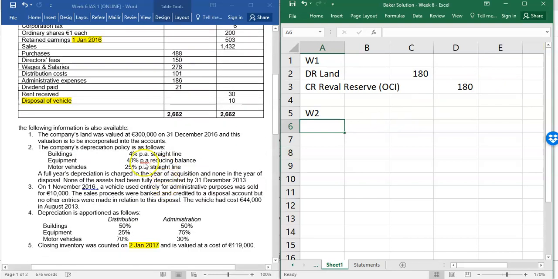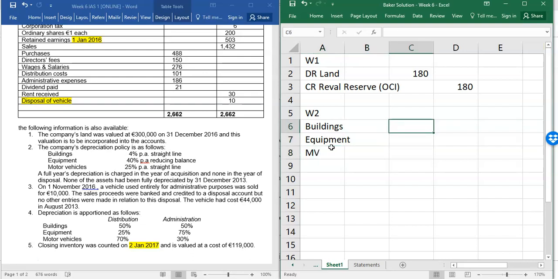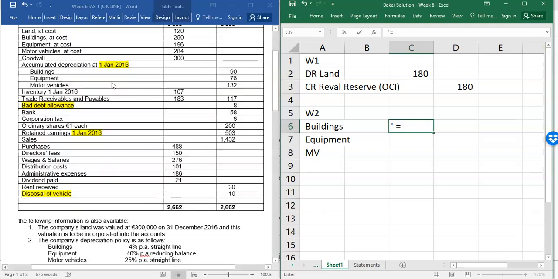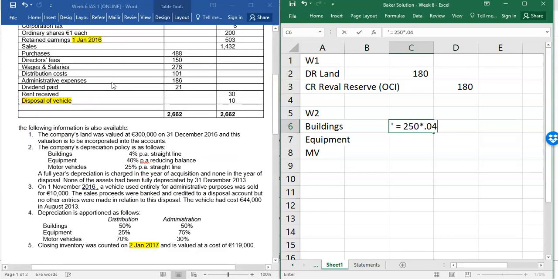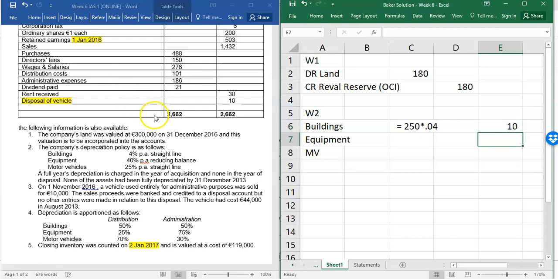Next one is depreciation for buildings, equipment and motor vehicles. And remember now, these are linked together because there's a disposal of a motor vehicle, so we need to watch for that when we're doing our depreciation. So we have buildings, we have equipment, and we have MV, motor vehicles. Your buildings are going to be 4% straight line, so that's on cost, 4% of 250. So that's going to be 10,000.